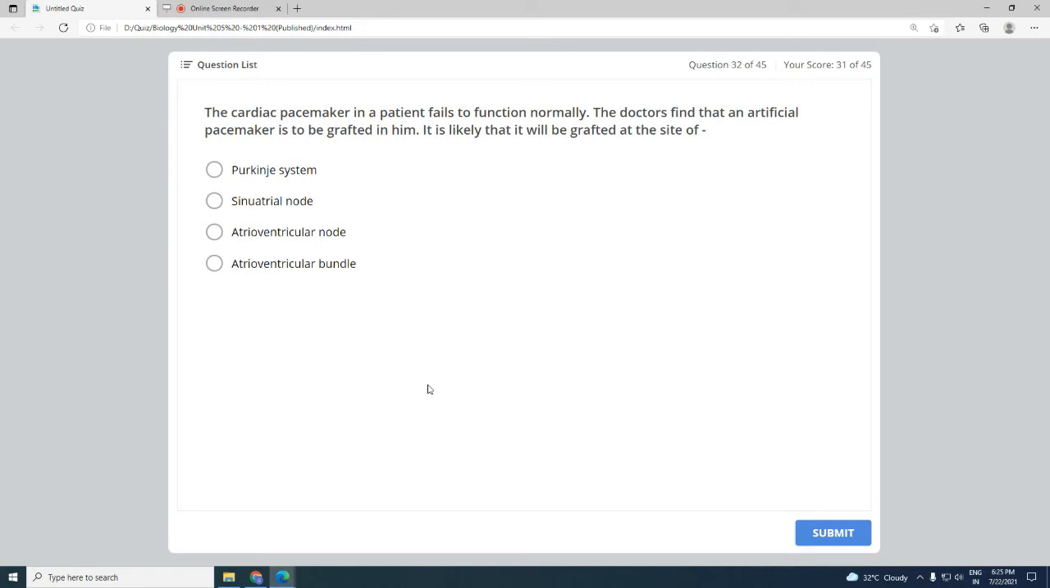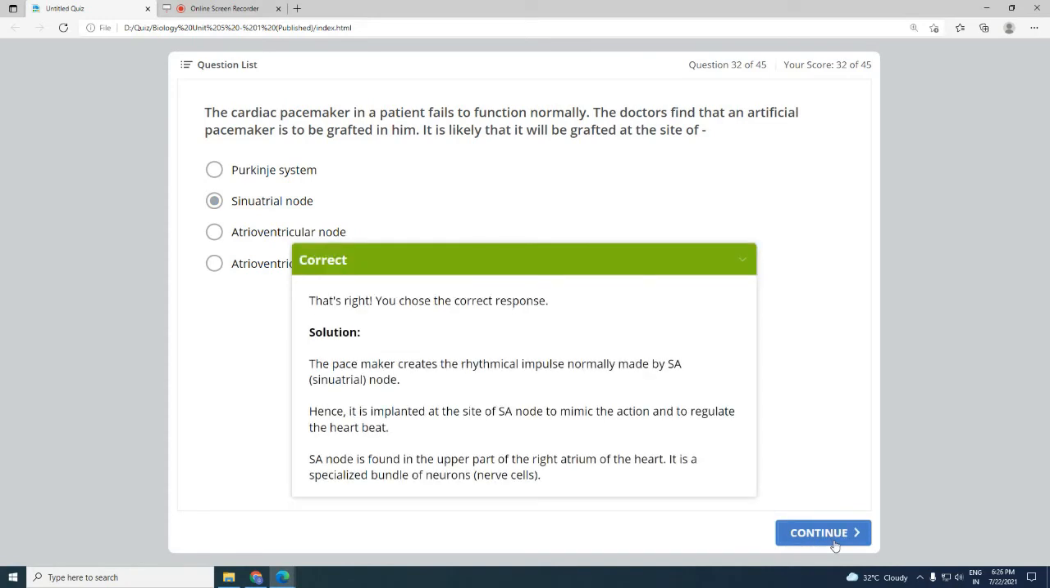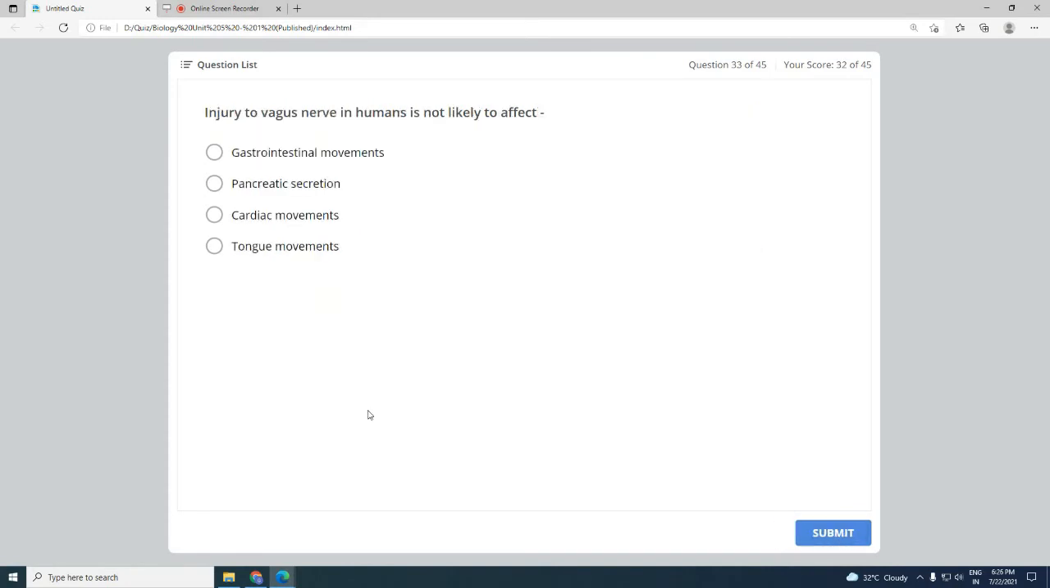Question number 32. The answer is sinoatrial node, SA node. That is the right answer. Injury to vagus nerve in the humans is not likely to affect gastrointestinal movements, pancreatic secretion, cardiac movements, tongue movements. Which is the right one? Option D, tongue movements is the right answer.